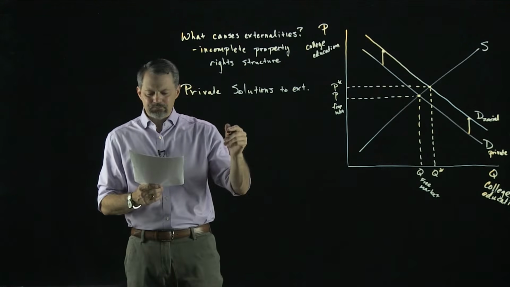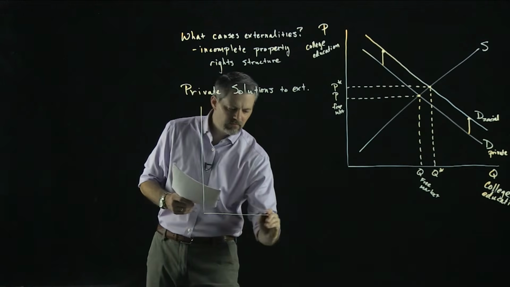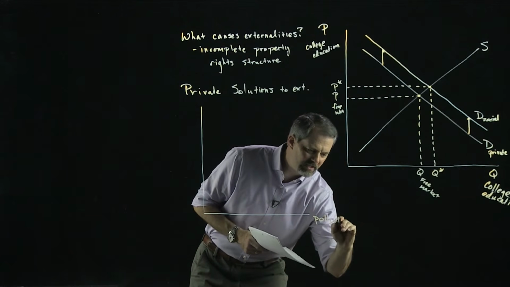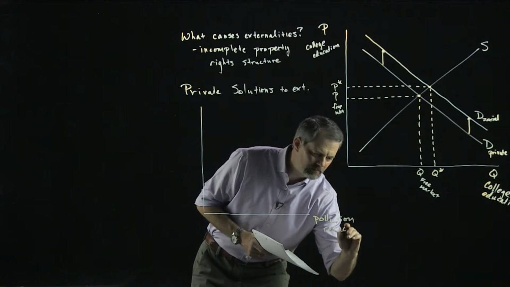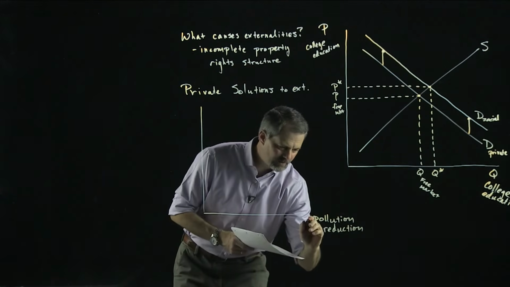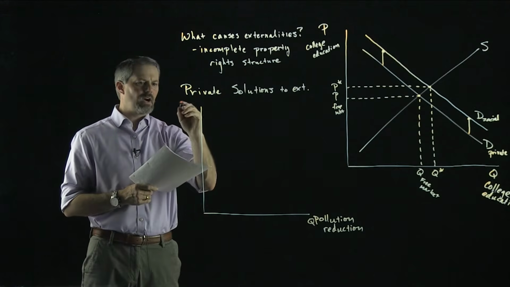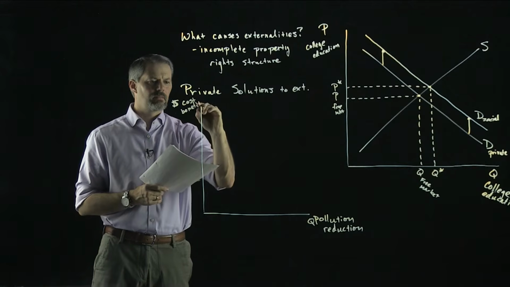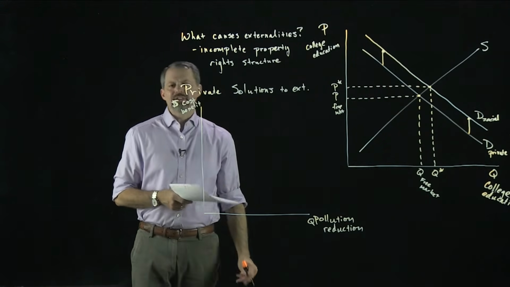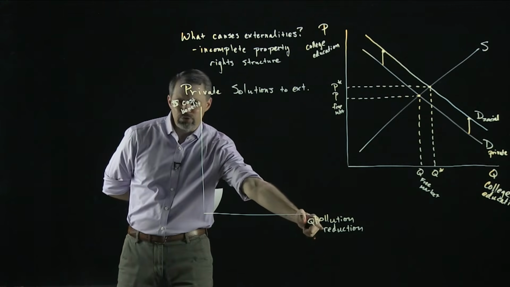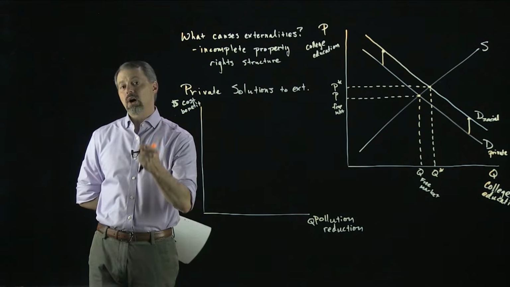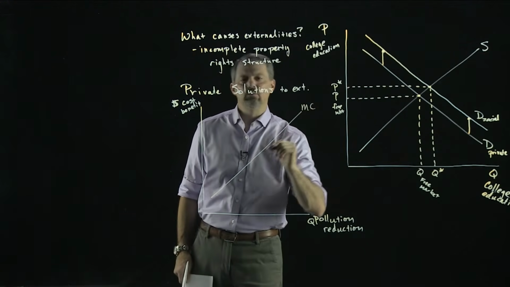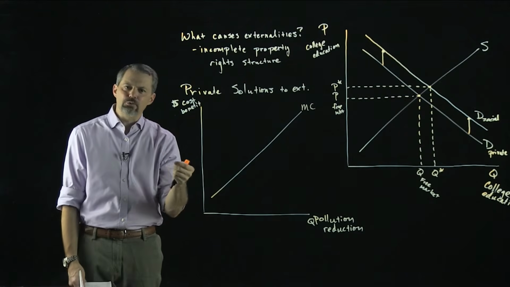So if we think about, let's draw a little picture here. Let's suppose that we think about pollution reduction here, quantity of pollution reduction. So here's our quantity. Let's put just dollars up here. This will be the cost and benefit. So if we think about what's the right quantity of pollution reduction, well, there's going to be a marginal cost of pollution reduction. It's going to be upward sloping. The more pollution we reduce, the more costly it is to reduce pollution.